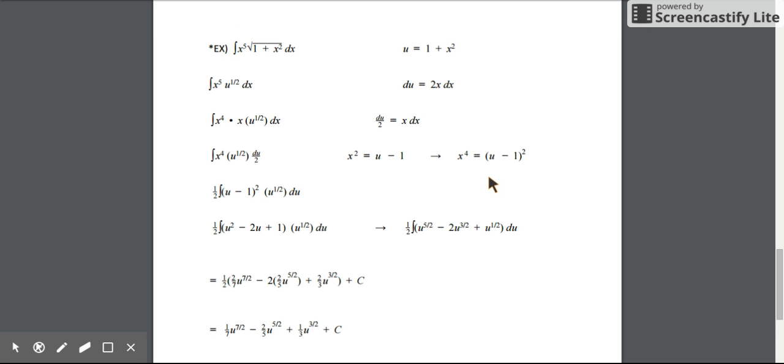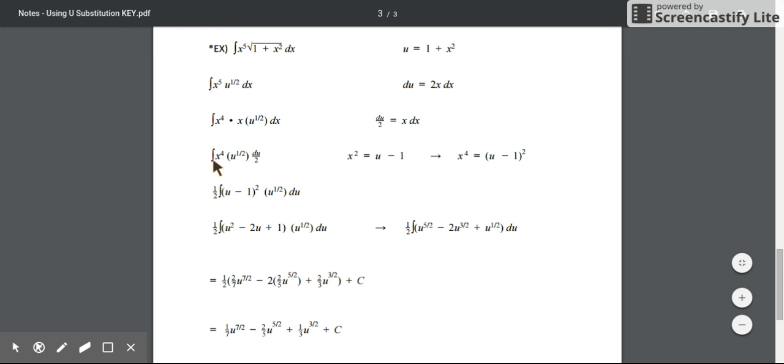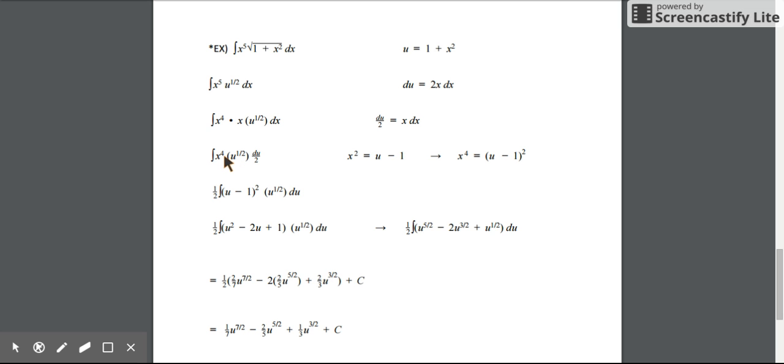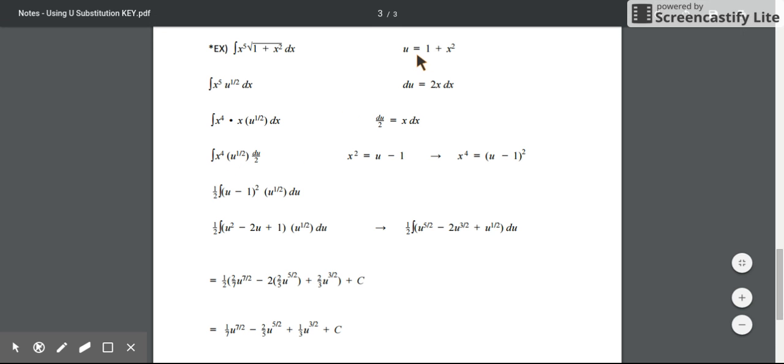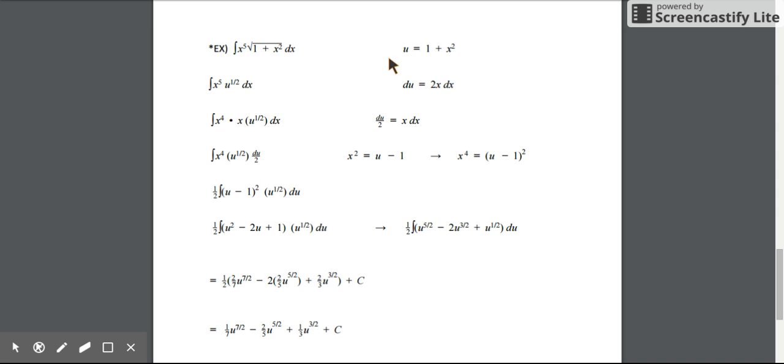All right, so continuing where we left off, we stopped right here. I want to integrate this function in terms of u with respect to u, but I'm stuck with this x to the fourth in there. So we can actually go back to our original substitution and come up with something that we can substitute for x to the fourth.